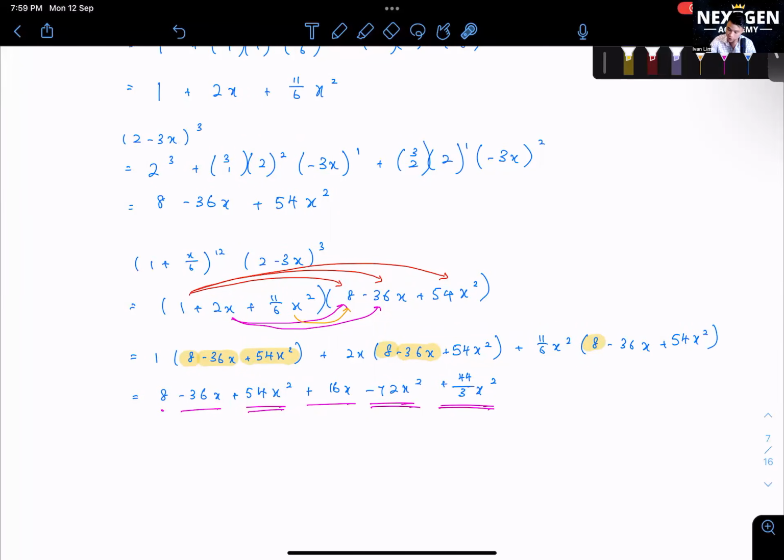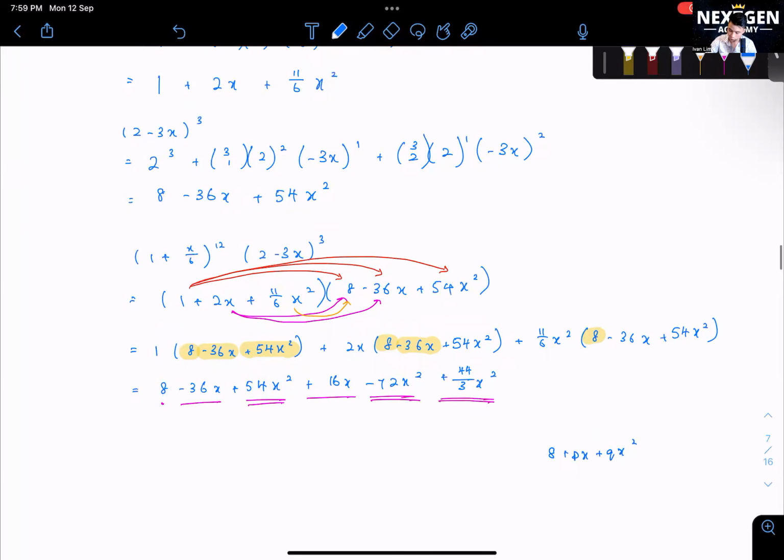But you see, based on the question, they wrote it as 8 plus px plus qx squared. We want to compare with this. So we start with the 8, the one without the value. So 8 without the x term. This one, second one, minus 36 plus 16. We'll get minus 20x. This is for the 1 line one, which is your x term. And then we find the x squared, which is minus 10 over 3 x squared.